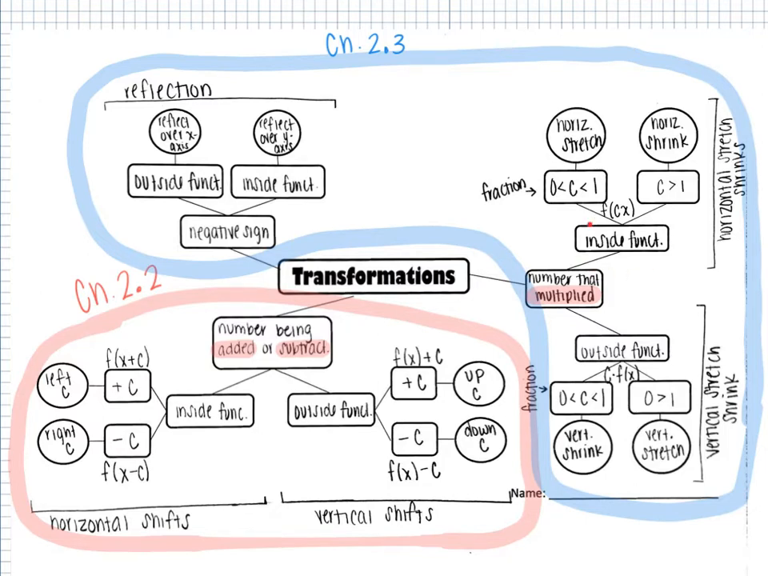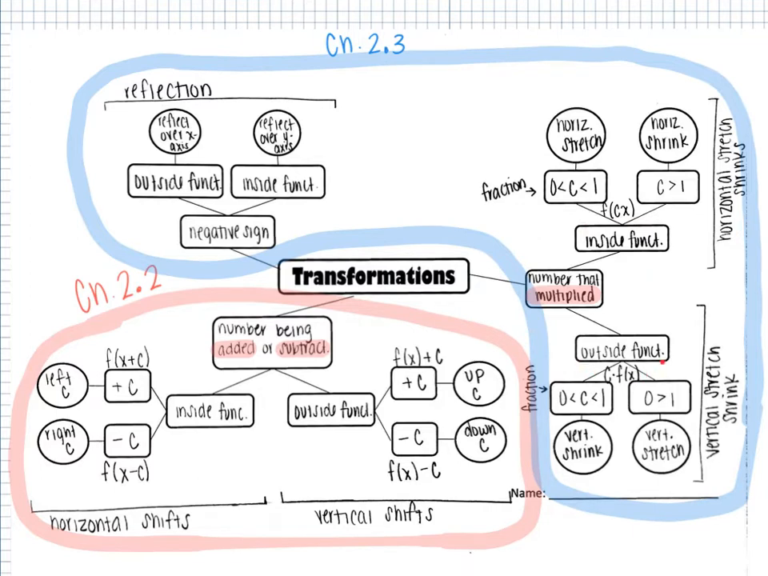If it's inside the function, meaning it is contained in the parentheses, in the absolute value bars, in the square root, that is going to be your horizontal stretches and shrinks. If it's between 0 and 1, most of the time a fraction, 1/2, 1/3, 1/5, 0.05, all of those are between 0 and 1, it's going to be a horizontal stretch. If it is bigger than 1, it's going to be a horizontal shrink. And again, that is all the time that it's happening inside the function.